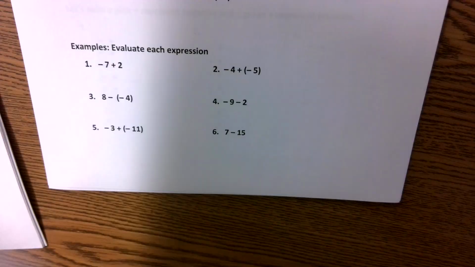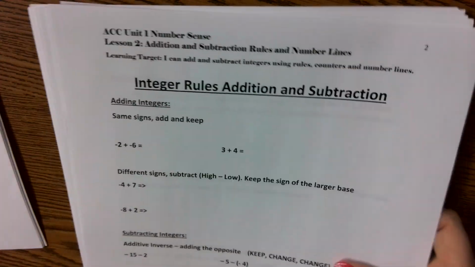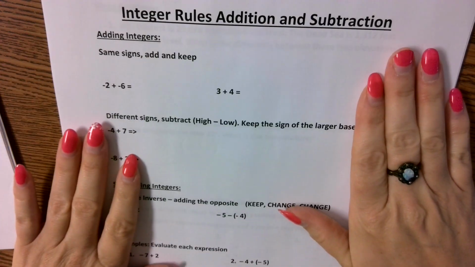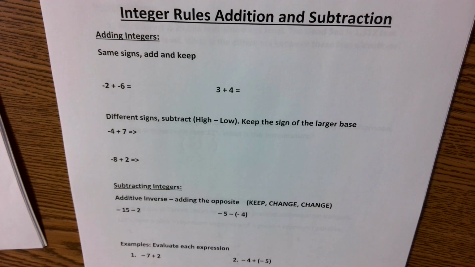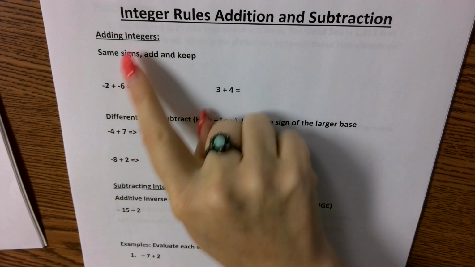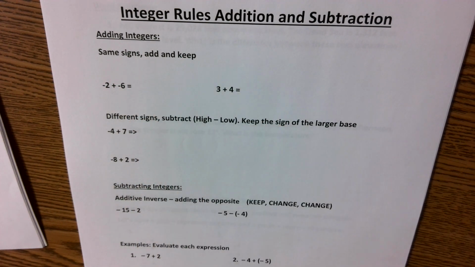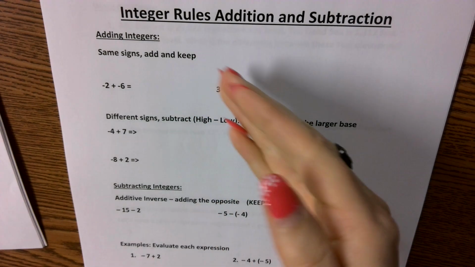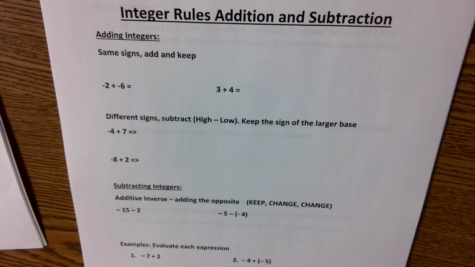All right. So integer rules. These are things that you learned last year. Should spark some memory for you. But when you are adding integers, same signs, you add and keep. If they are both positive, you add them together and you keep it positive. If they are both negative, you add them together and you keep it negative.